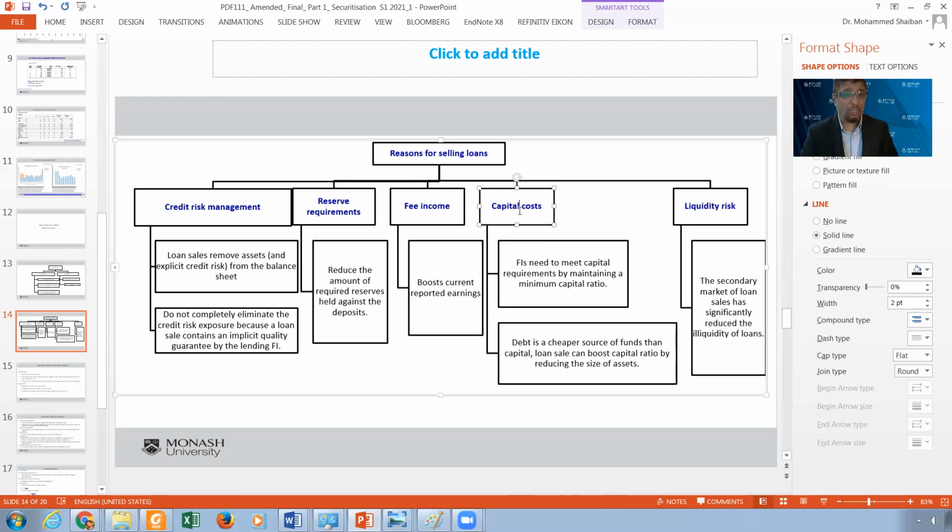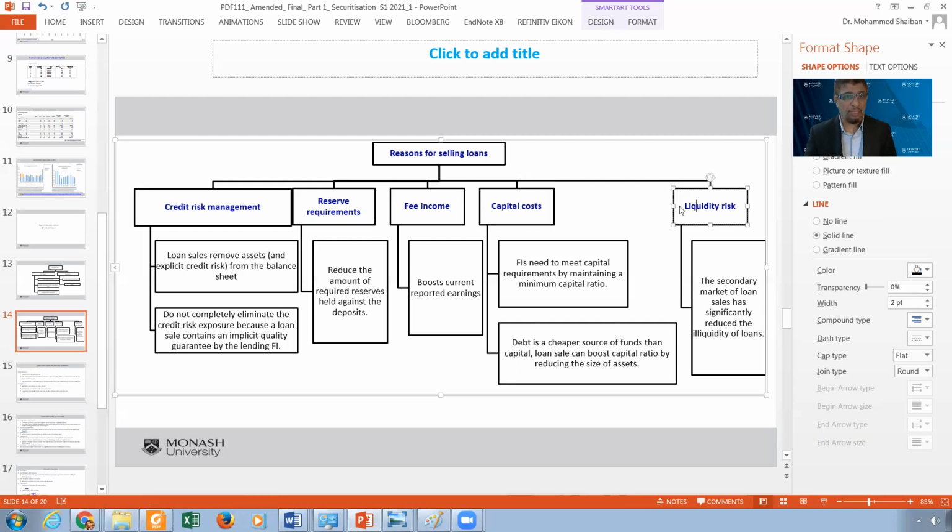So if you decrease the loans by selling them, your capital requirement decreases. If you have 100 billion of total assets and you sell 50% of them, you used to keep 10.5 billion as capital. Now you only keep 10.5% of the 50 billion, which is 50% of what you used to have. And this is a huge decrease. Capital is very expensive to raise and to maintain, okay?